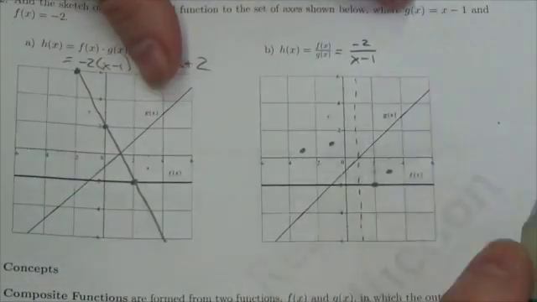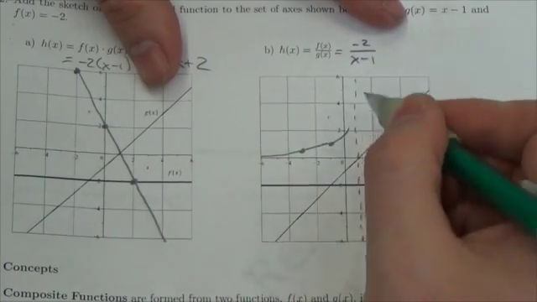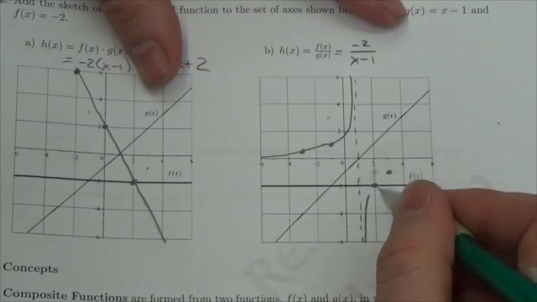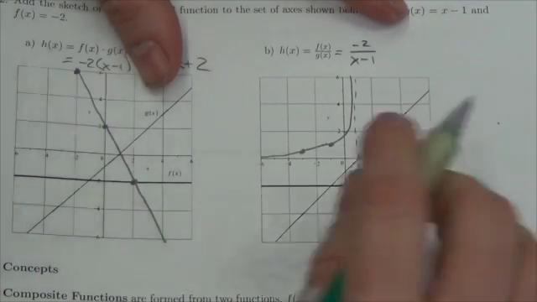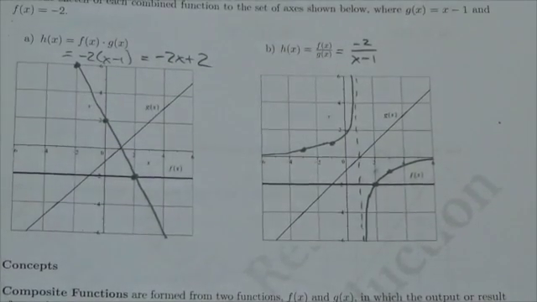Now, based on what I know of what rationals would look like, I can tell this thing's going to have this horizontal asymptote at 0, and it's got this vertical asymptote here at +1. So I can connect the dots, and I know it's going to look like a rational should look.